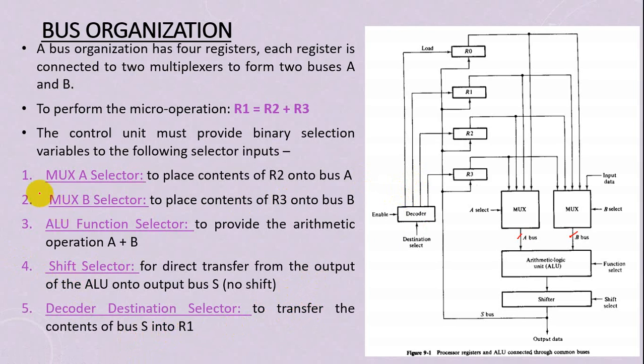Now, how many operations? 1, 2, 3, 4, 5 operations. All 5 operations will be performed in a single clock cycle. And what will the control unit do? The control unit generates all the control signals: signal A, signal B, function select, shift select, destination select in a single clock cycle. All the signals get generated, and the entire R plus 2 addition operation and saving the result into the register R1 will be performed in a single clock cycle.